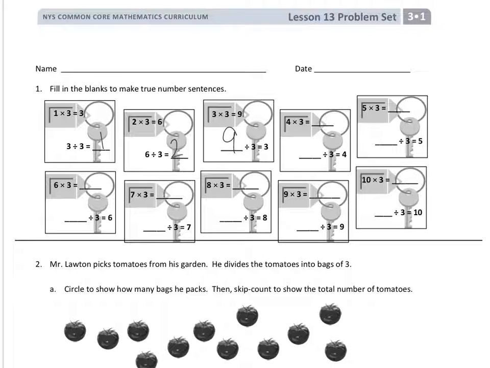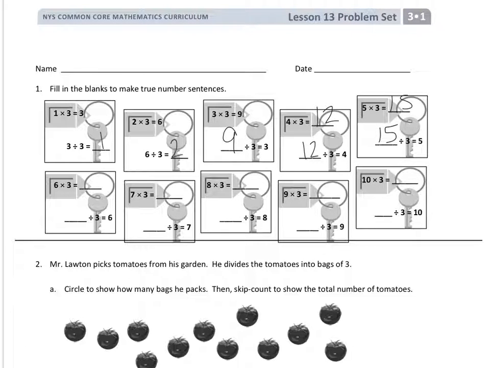4 times 3 is blank. This time I have to figure out my total. 4 times 3 is 12. I can count by 3 4 times. If 12 is my total, then that means it's the first number in my division sentence. 5 times 3. Well, if 4 times 3 is 12, 3 more is 15. 15 divided by 3 equals 5.